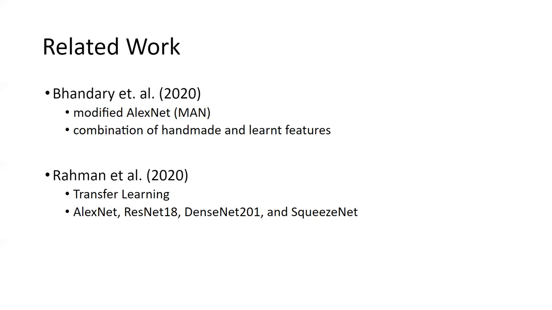lung cancer classification accuracy. On the other hand, the goal of the study of Rahman et al. is to use digital X-ray pictures to diagnose bacterial and viral pneumonia automatically. It uses transfer learning in four distinct deep convolutional neural networks, which are AlexNet, ResNet 18, DenseNet 201, and SqueezeNet.